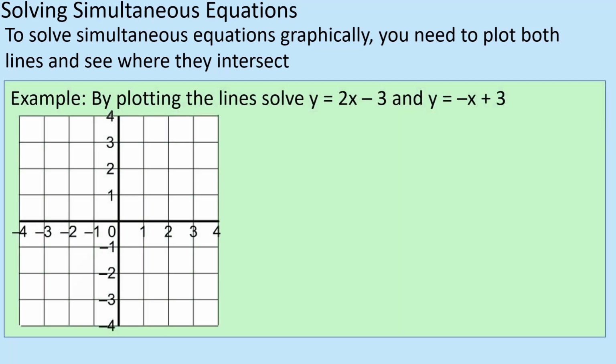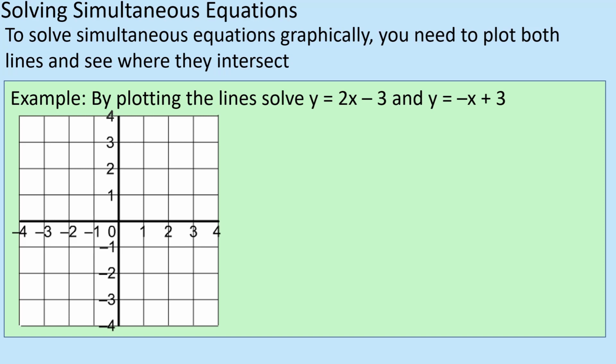All right, so we've got two equations of lines. You've got y equals 2x minus 3, and you've got y equals minus x plus 3. And by plotting them, we're able to solve them simultaneously. Now, when we're talking about solving them simultaneously, what that actually means is what value for x and what value for y works in both cases, all right? And that's the thing we're after.